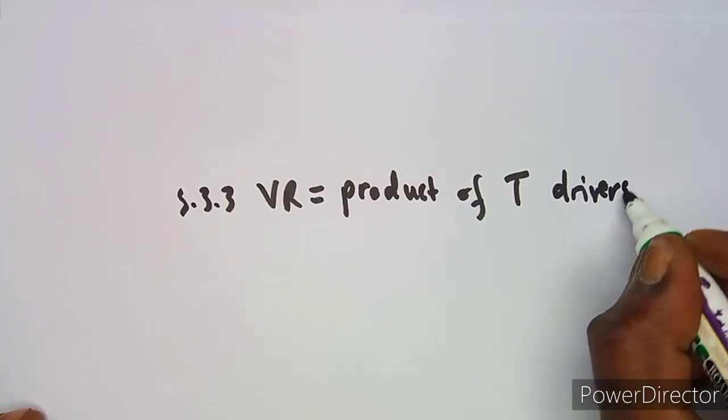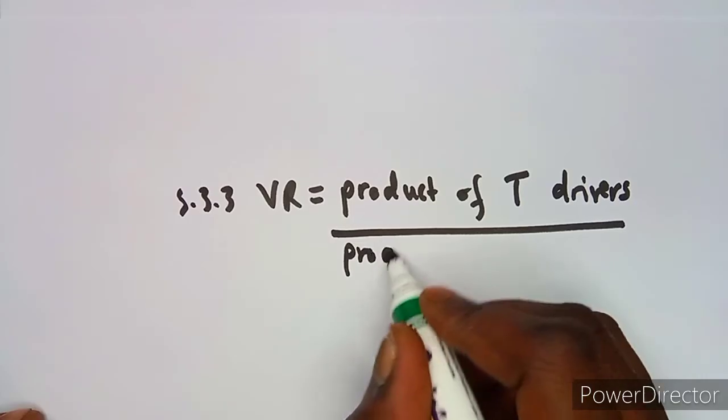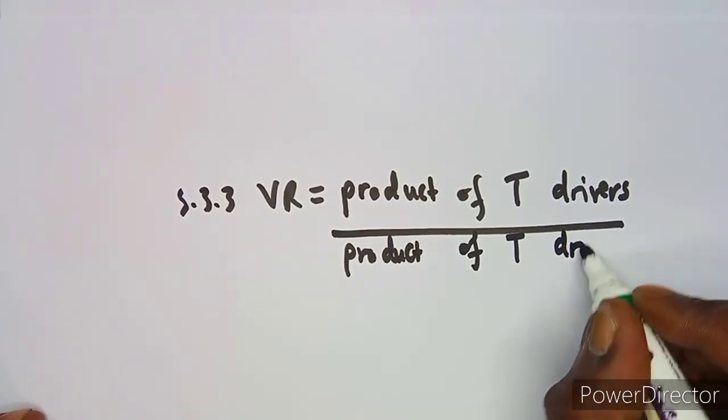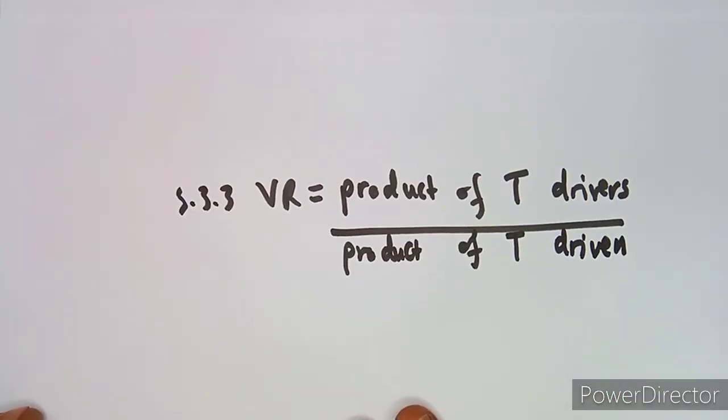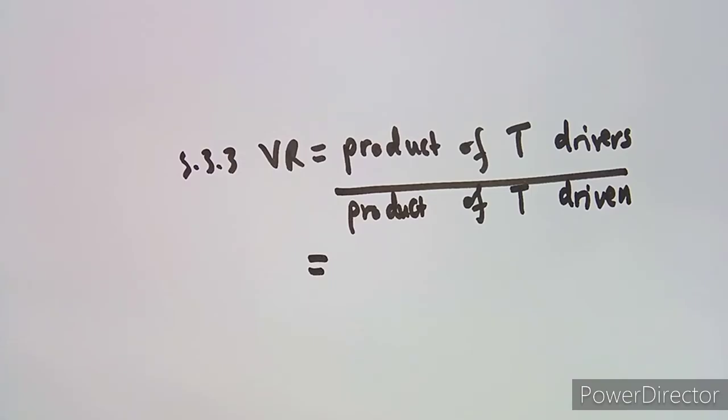Remember, we've got the drivers there, over the product of T which is being driven. So that's the concept there. The product of the T there is representing the number of teeth on the drivers.